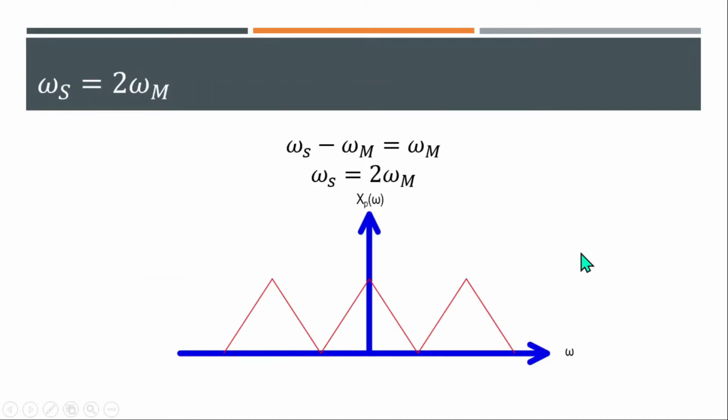While in this diagram, adjacent spectra touch, because the sampling rate is equal to twice the highest frequency of the message signal. Twice the highest frequency of the message signal is called the Nyquist rate.